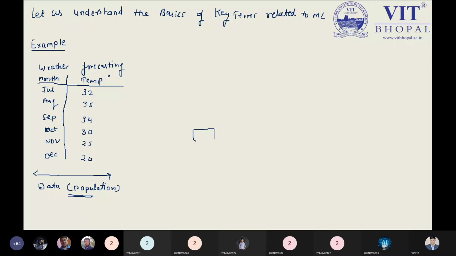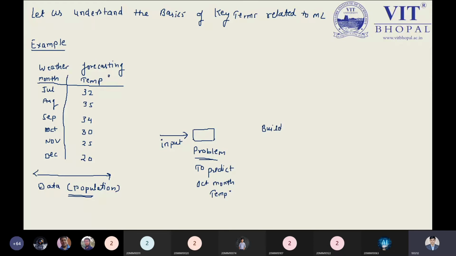This is a problem. Suppose we have a problem to predict October month's temperature. So this is our problem. So what we will give, we will give some input. But before giving the input, we have to understand what is the problem. So what we will do, we will build the model.